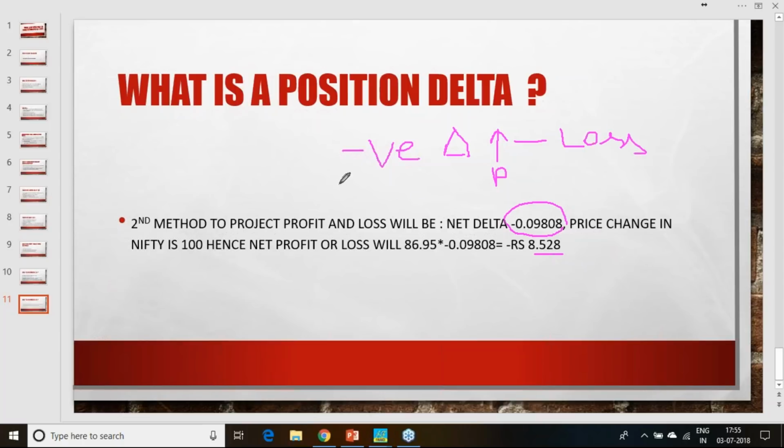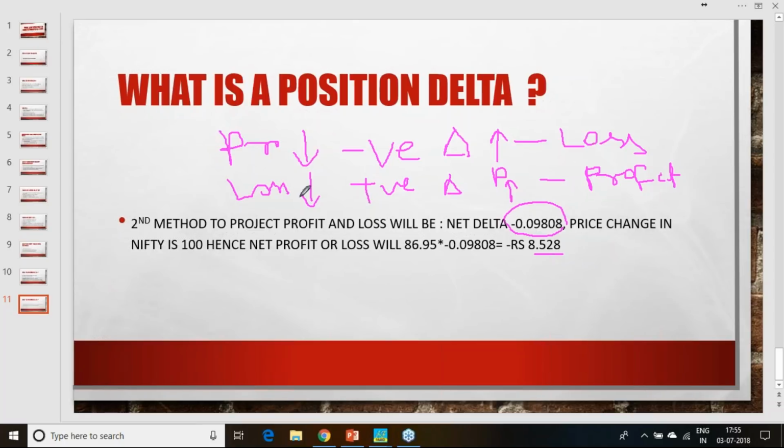Same way, if you have a positive delta and prices have gone up, you will be making a profit. And you can see the inverse relation also. If negative delta and prices have fallen down, then you will be making a profit. And if it is a positive delta and prices have fallen down, then you will make a loss.